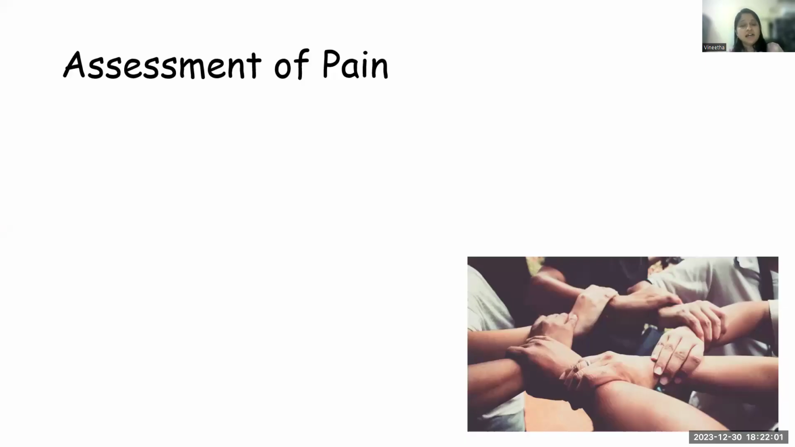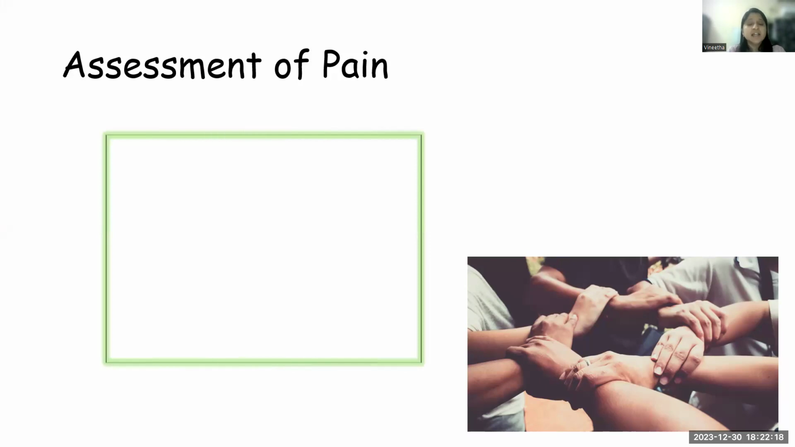Now coming to the assessment of pain. We know that we have to take a detailed history, do a clinical examination, and review the investigations. By the time the patient reaches us, he or she may have all the investigations done. In history taking, the most important aspects are, one, we have to listen. I think you all know the concept of active listening. Just listen properly. And second, believe the patient.